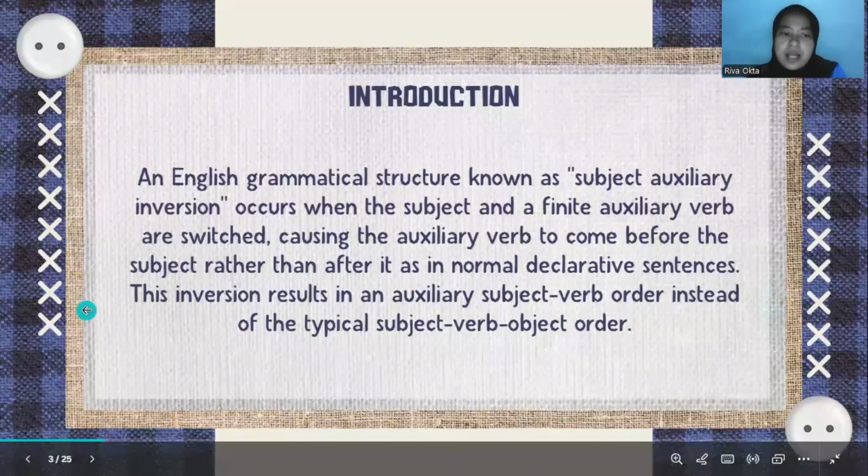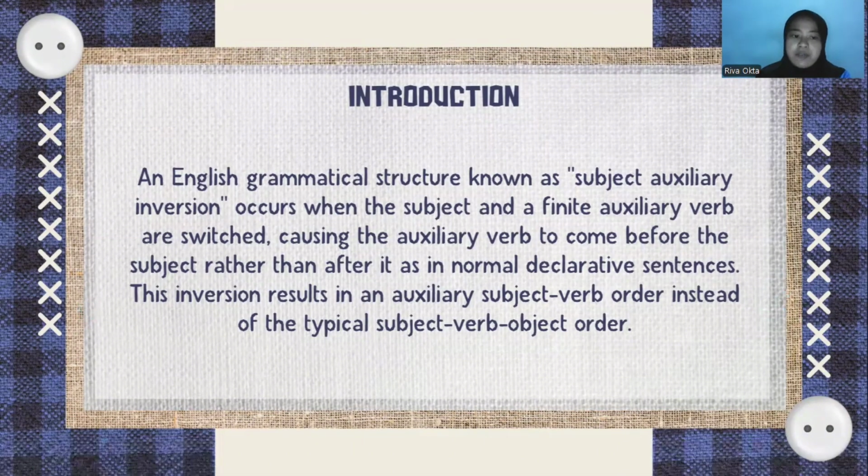Introduction. An English grammatical structure known as subject auxiliary inversion occurs when the subject and a finite auxiliary verb are switched, causing the auxiliary verb to come before the subject rather than after it, as in a normal declarative sentence. This inversion results in an auxiliary, subject, verb order instead of the typical subject, verb, and object order.